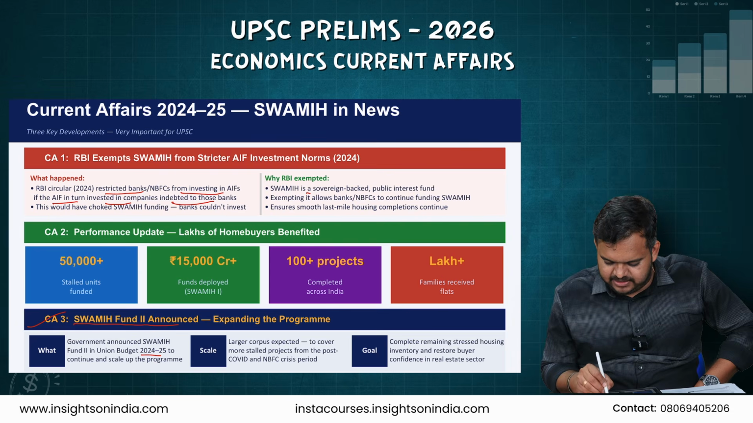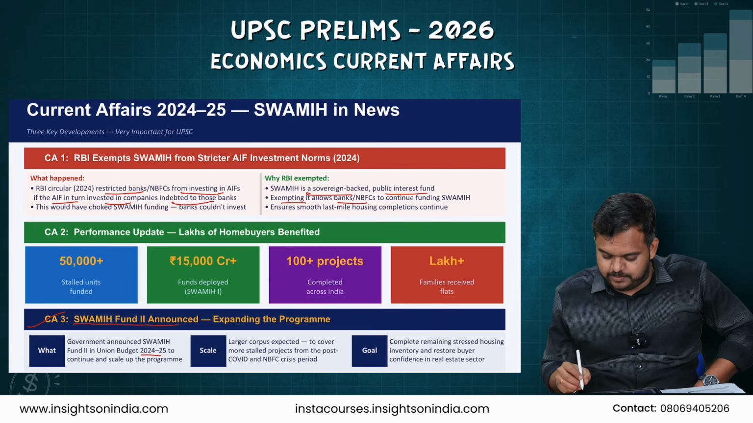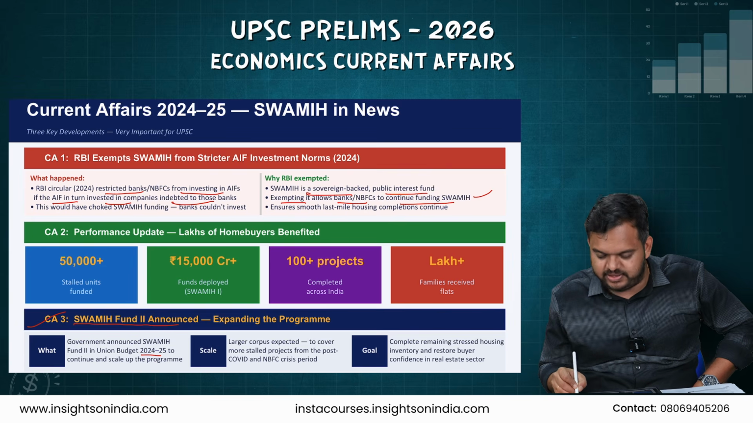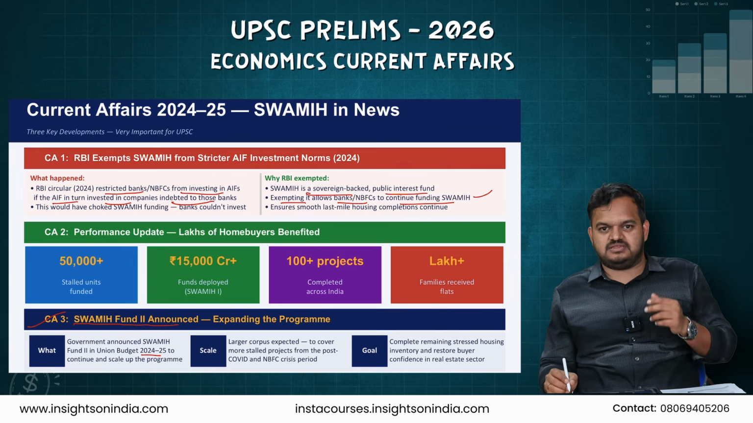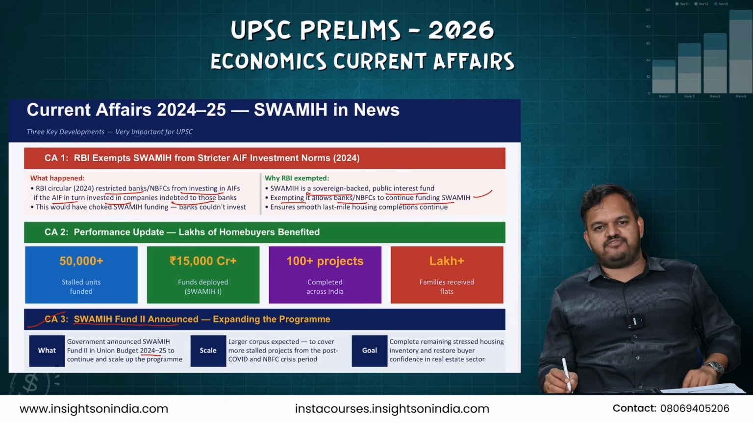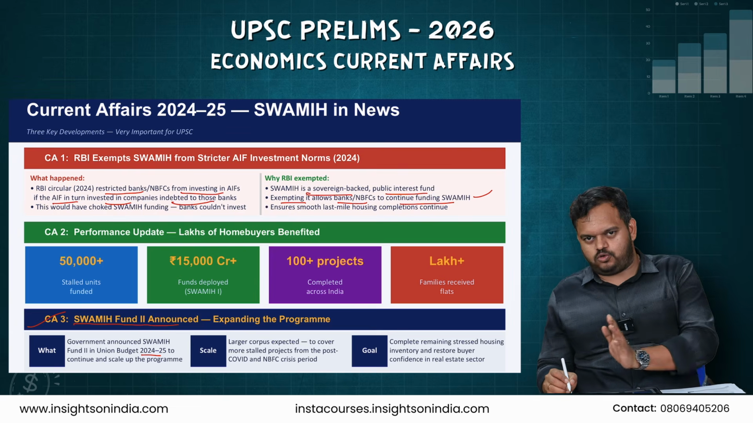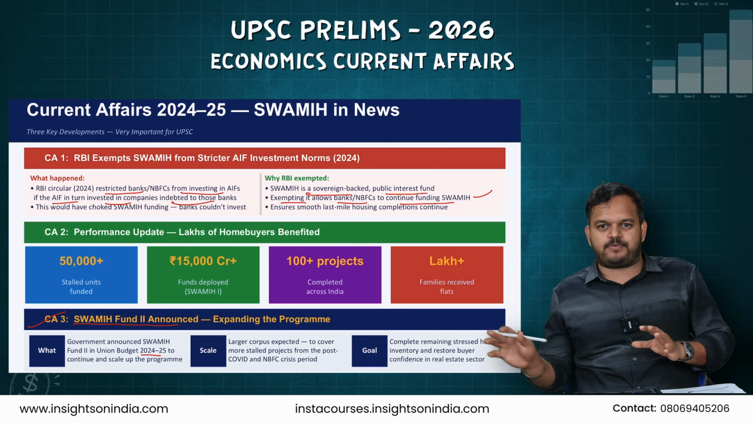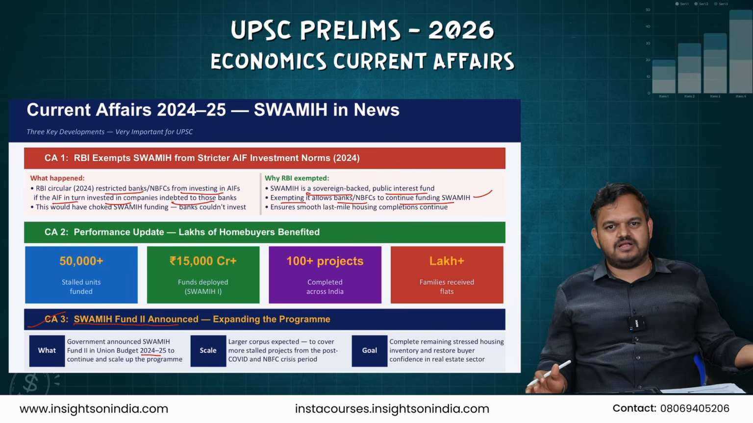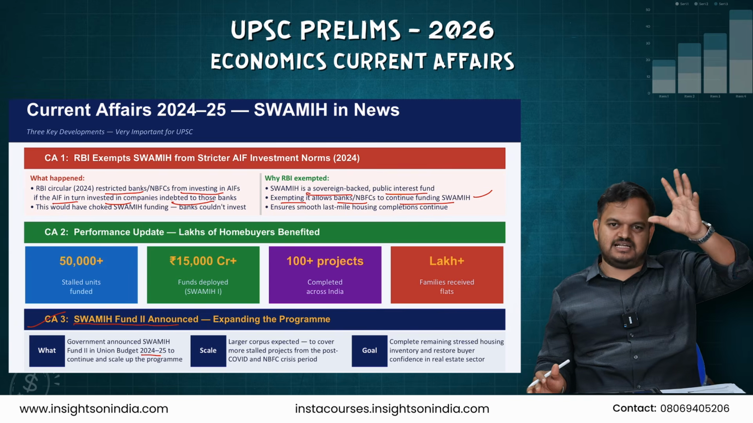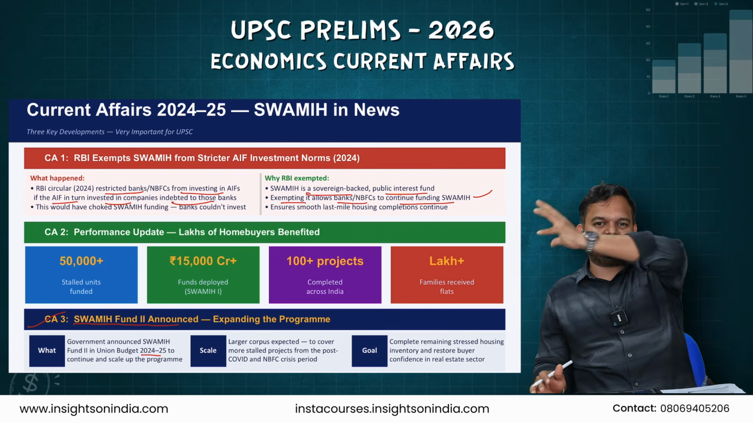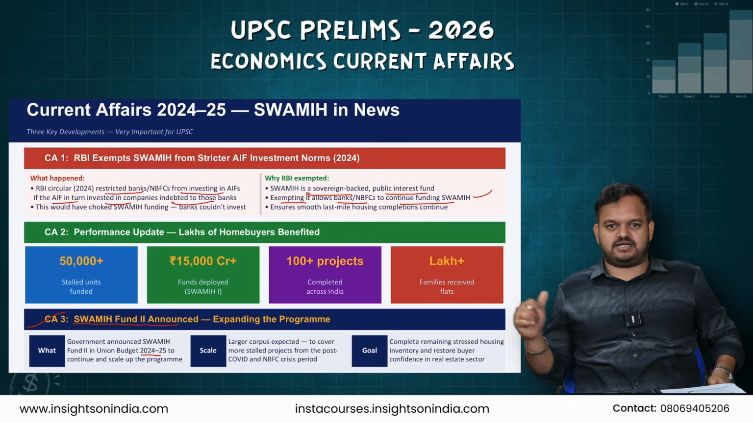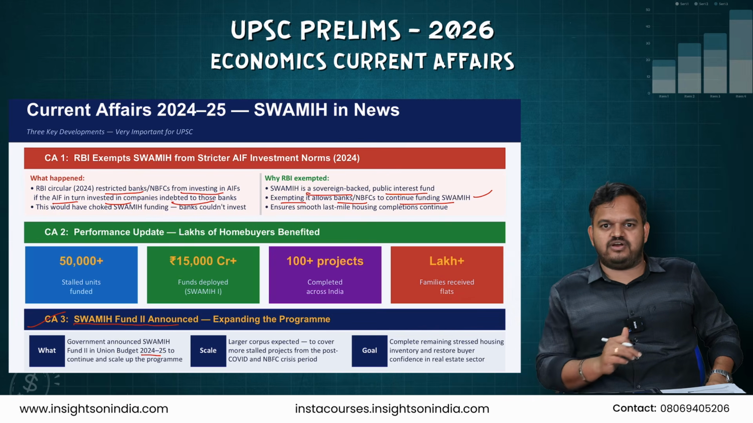SWAMIH is a sovereign backed public interest fund. Exempting it allows banks or NBFCs to continue funding in SWAMIH. That is the second provision. This is the reason the SWAMIH Fund is in the news. SWAMIH version 2 has been announced, and now banks and NBFCs, though the project is indebted to them, can invest in the alternative fund, that is the SWAMIH Fund, even though the fund is investing back into the same project. That is why the SWAMIH Fund was in the news.